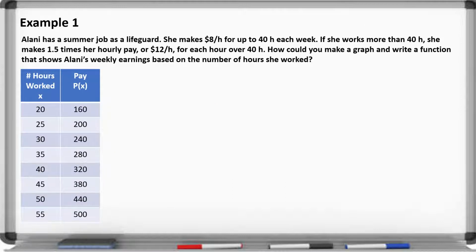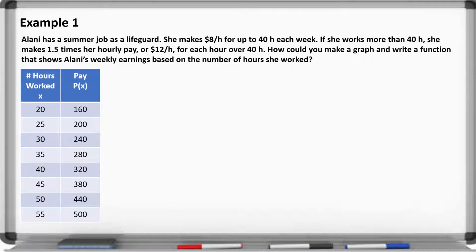All right, so let's look at an example. Alani has a summer job as a lifeguard. She makes $8 an hour for up to 40 hours each week. If she works more than 40 hours, she makes 1.5 times her hourly pay, or $12 per hour. This is known as overtime, generally. So for each hour that you work over 40 hours, you get $12 an hour instead of the 8.